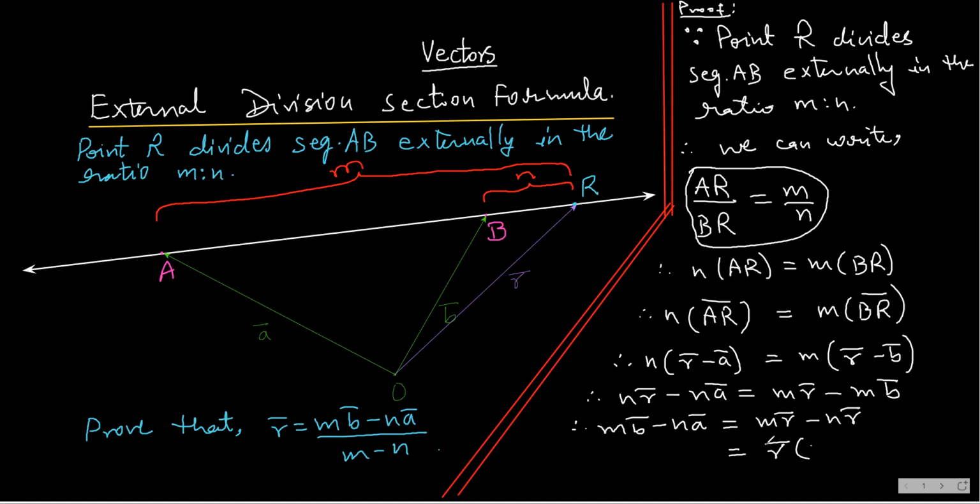Taking R bar common, I'll get M minus N here. M minus N is a number. And here I have MB bar minus NA bar. So the final step will be, therefore, R bar equals this MB bar minus NA bar divided by this M minus N. M minus N, and this completes the proof. We have obtained what we needed to obtain. So this is your proof. I hope you have understood this. You can copy this and do it well.